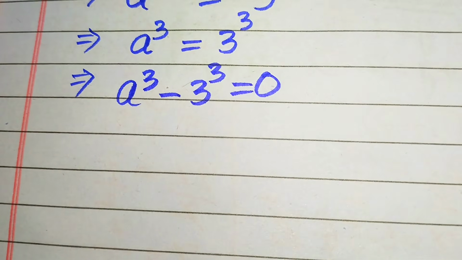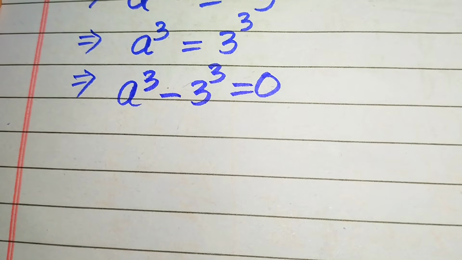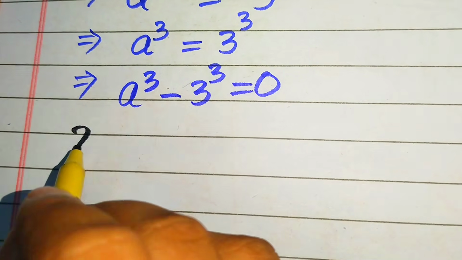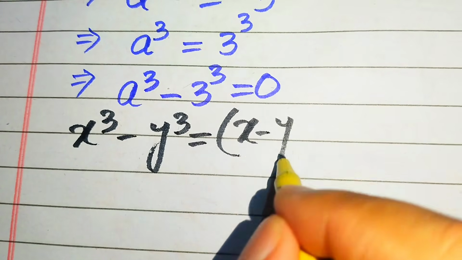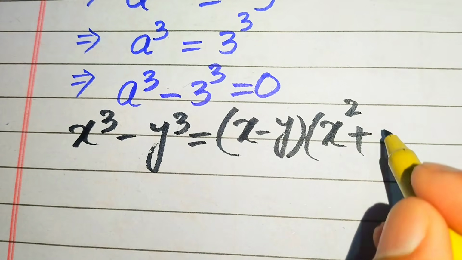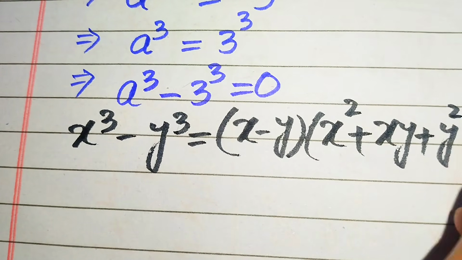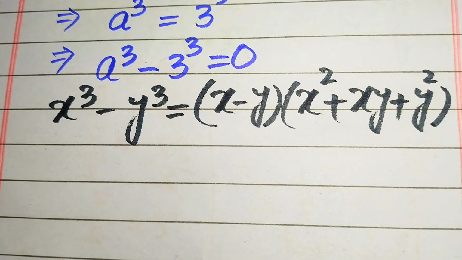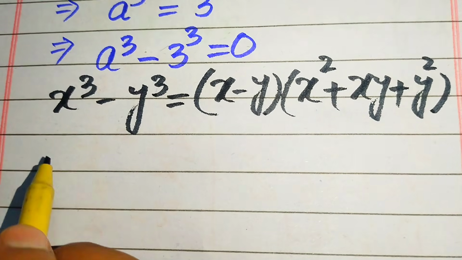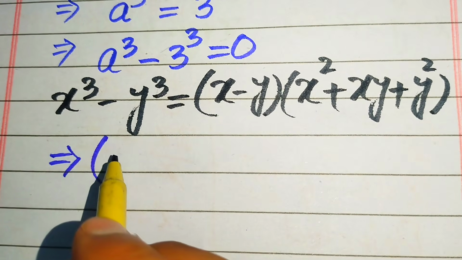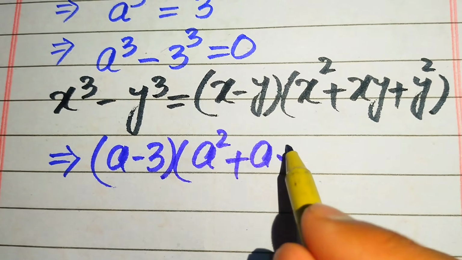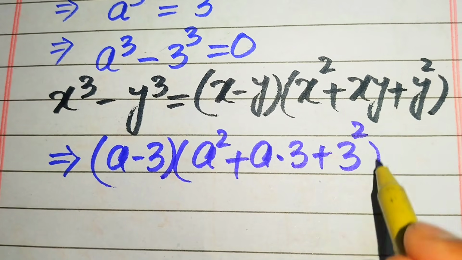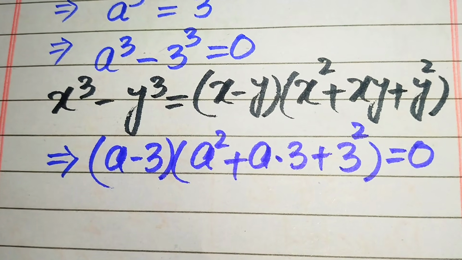So here in the next step, we use the nice cubic formula to solve this problem. So you know about that. If we have x cubed minus y cubed, it equals x minus y times of x square plus xy plus y square. So according to this cubic formula, we write the above cubic equation in this form. So this becomes here a minus 3 times of a square plus a times of 3 plus 3 square, and this whole equation is equal to 0.